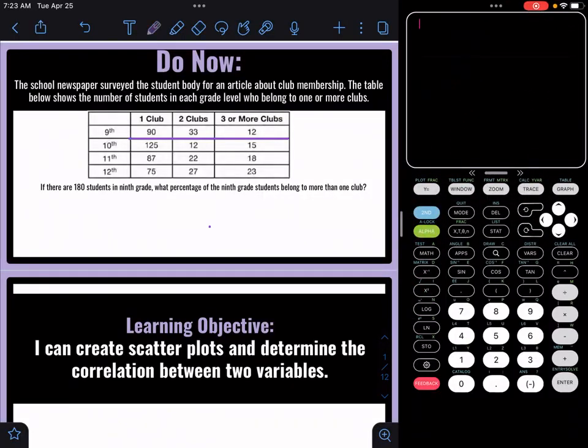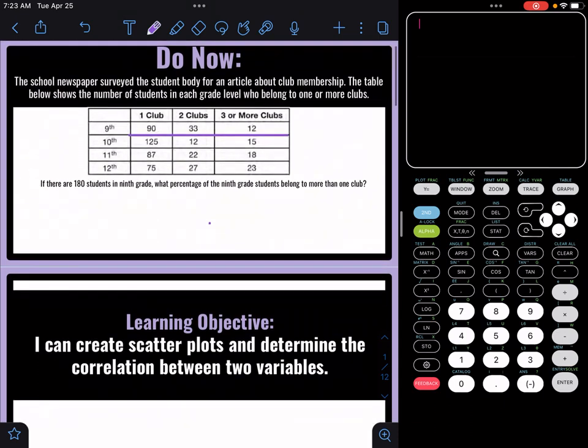Alrighty, let's get started on this next lesson. This is the lesson on scatter plots and correlation. Let's start with our do now.